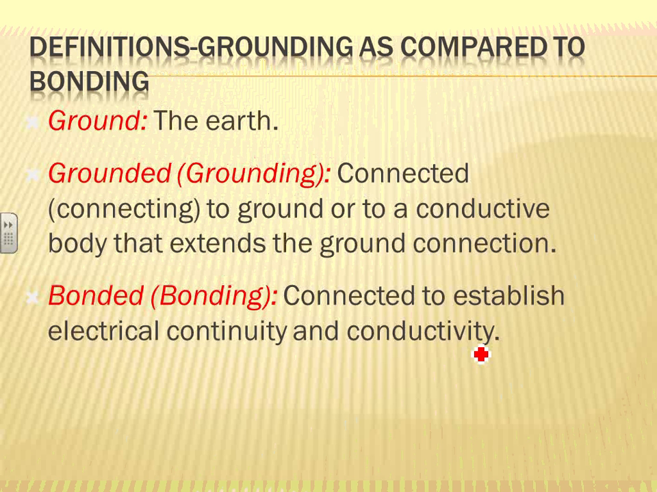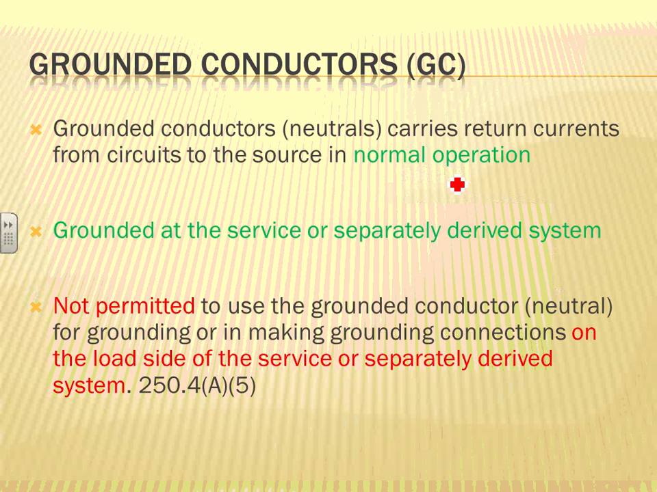So we bond to put everything at the same 0 potential, so no current can flow from 0 to 0. Microcurrents can, but no killing current can go from 0 to 0. Now you put 0 to 120 to 0, and you tie them together to a load. Now you got yourself a current. With current comes energy. With energy comes the ability to burn and kill. So bond to put them at the same potential, ground to facilitate the operation of the overcurrent protection device.